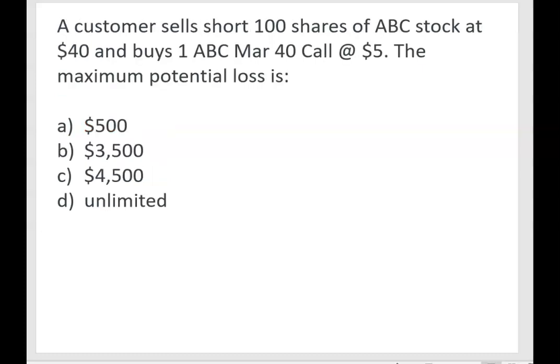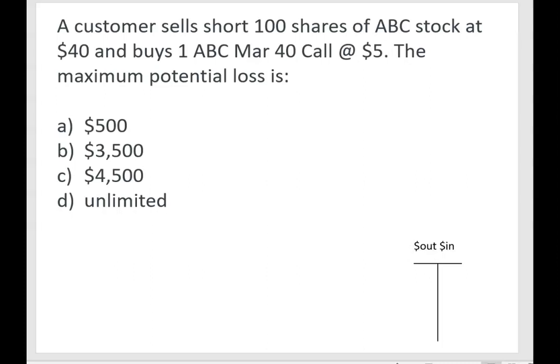A customer sells short 100 shares of ABC stock at $40 and buys one ABC March 40 call at $5. The maximum potential loss is A, $500, B, $3,500, C, $4,500, or D, unlimited. Okay, thanks, Hannah. All right, let's check this out. So let's do a chart here.